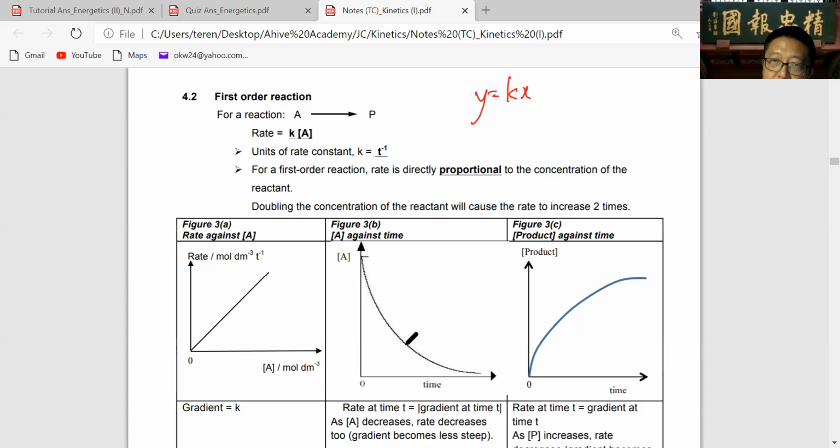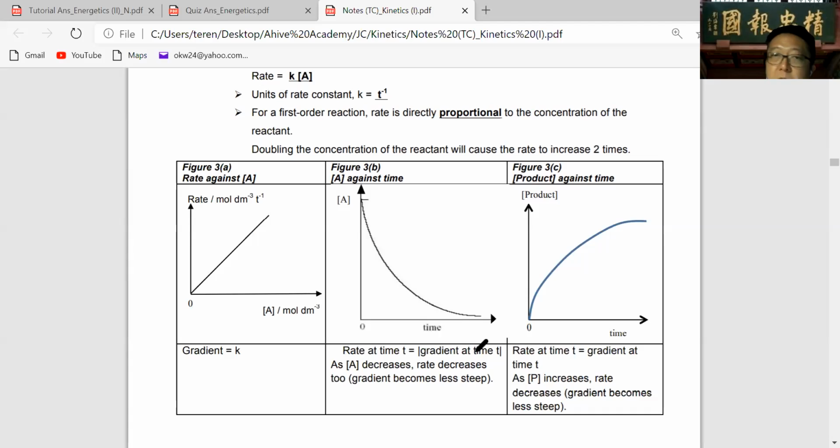Okay, so you plot A against time going downwards. Consider A against time, just like what I showed you earlier, right? So your A decreases, and the gradient decreases. Same thing here, your gradient becomes less steep. Also, this is what you have done. You see, this is more realistic.